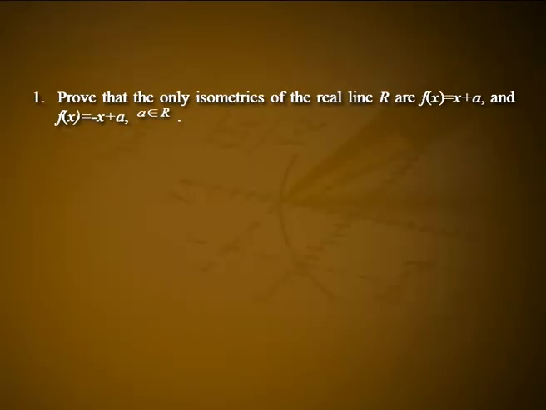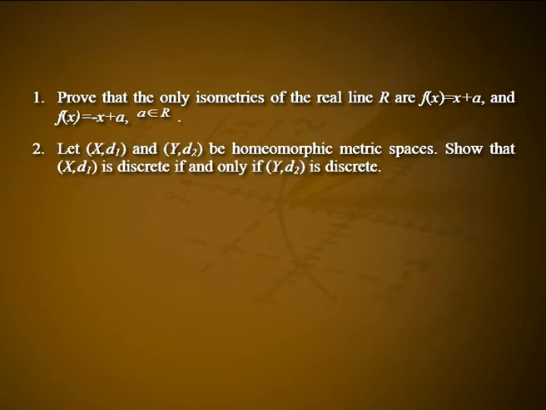Now you can try to answer the following questions. First one, prove that the only isometries of the real line R are f of x is equal to x plus a, where a belongs to R, and f of x is equal to minus x plus a. Second, let (X, d1) and (Y, d2) be homeomorphic metric spaces. Show that (X, d1) is discrete if and only if (Y, d2) is discrete.